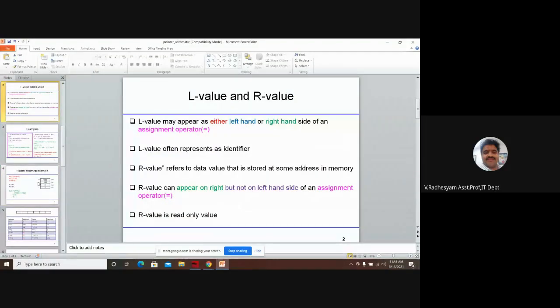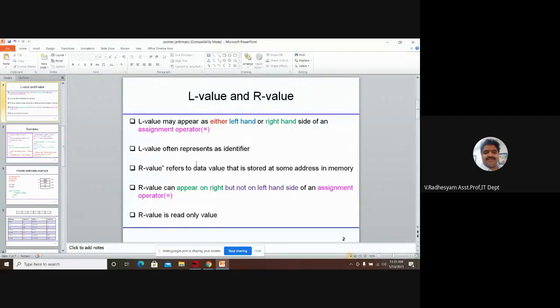What is L value and R value? People may confuse that L value means left side value and R value means right side value. But don't confuse like that. There is an assignment operator called is equal to. An L value may appear on the left hand side or on the right hand side.